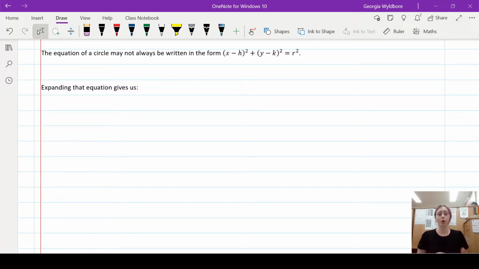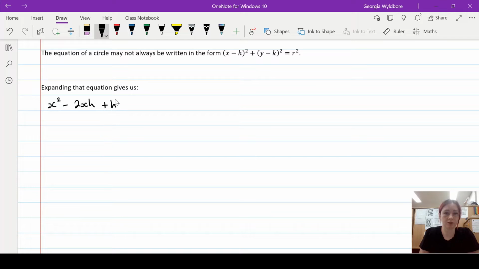So we know that it's not always going to be given to us in center radius form because life's never that easy. In order to convert it to the general form, what we actually are going to do is expand this equation. Remember, these are perfect squares, so they're not that difficult to expand. So x minus h squared is going to give us x squared minus 2xh plus h squared. And then we've got y squared minus 2yk plus k squared equals r squared.